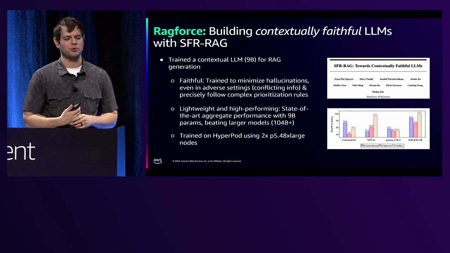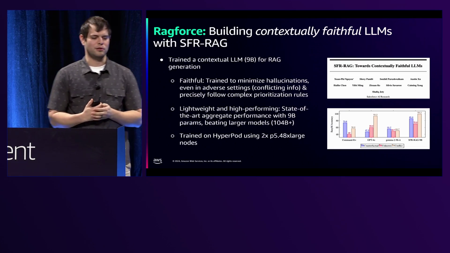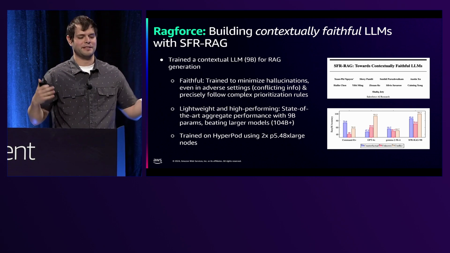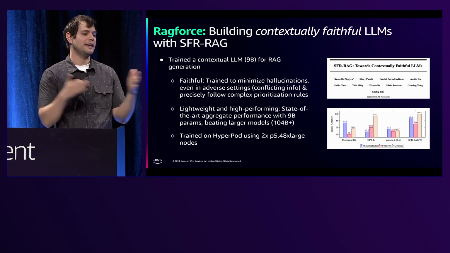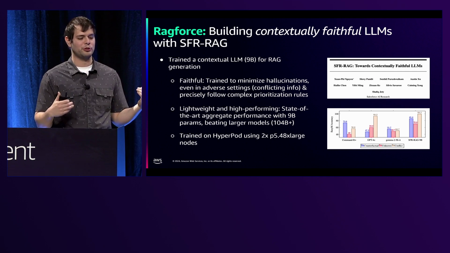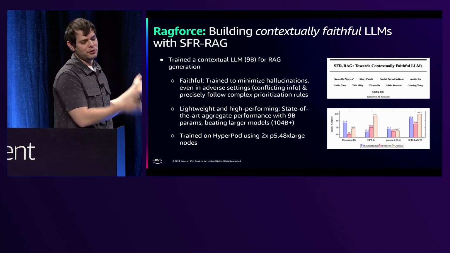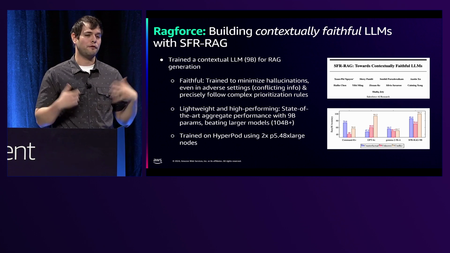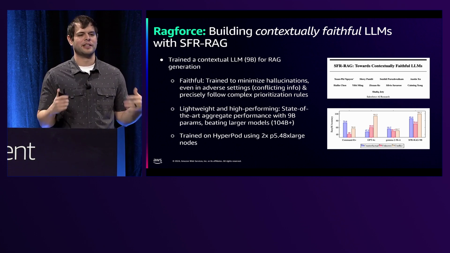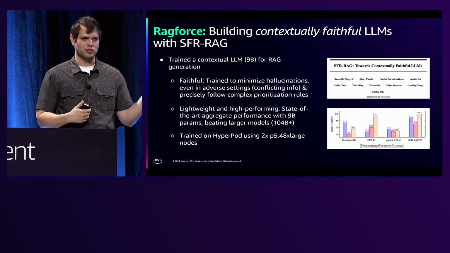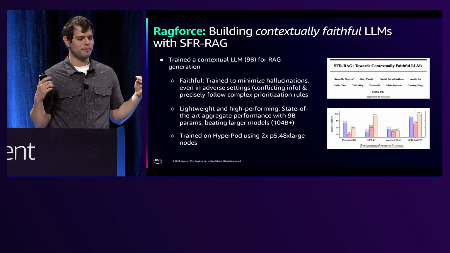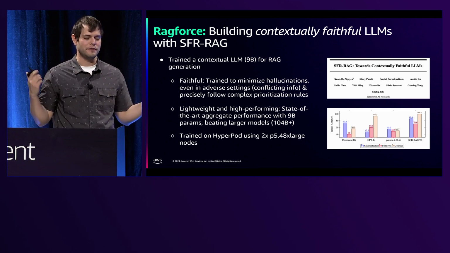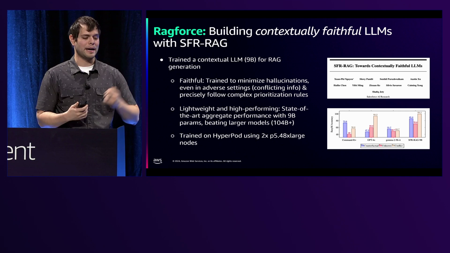So we trained a contextual LLM at only 9 billion parameters to maximize this concept of contextual faithfulness. We want to minimize hallucinations and also let the user provide, in natural language, complex prioritization rules that the LLM will then apply to the input document sets. And for this particular use case of contextual faithfulness, we found that just this 9 billion parameter model, fine-tuned on HyperPod, is able to outperform much larger models and achieve state-of-the-art performance on RAG benchmarks.